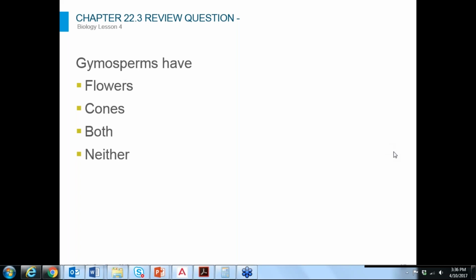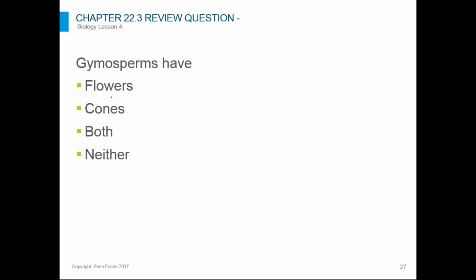Okay, so I had a question asking whether a cherry blossom tree would be an angiosperm, and the answer is yes, it absolutely would. It has flowers, so anything that makes a flower is an angiosperm. And we can definitely assume that all fruit trees make flowers and they are angiosperms, and we'll talk about that in a minute. So for this one, gymnosperms have cones. They do not have flowers.